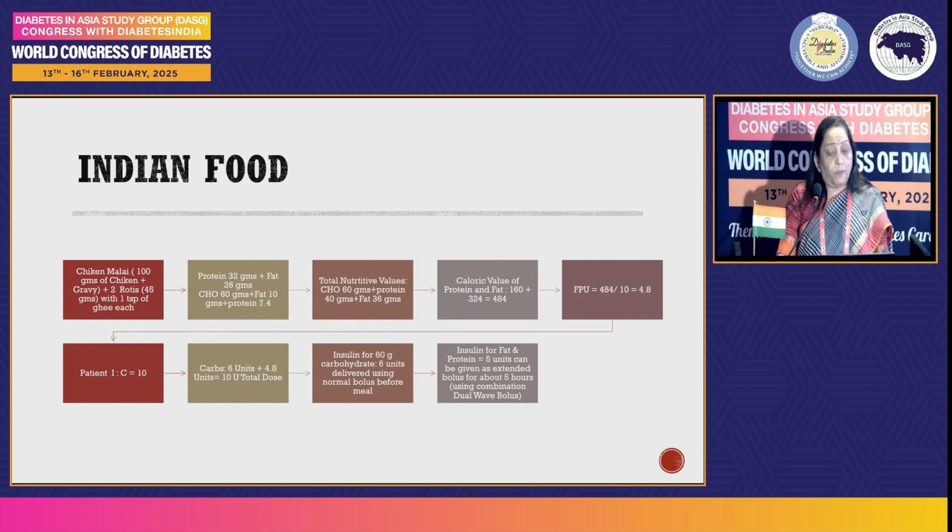For carbohydrate, he has to take 6 units because his carbohydrate ratio is 10, plus he has to add 4.8 units, which is about 10 units total. So insulin for 60 grams is 6 units before the meal, because carbohydrate is for per meal. But for the protein and fat, he has to take an extended bolus. This is the extended bolus up to 5 hours.